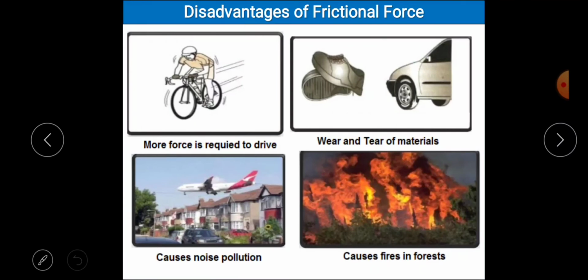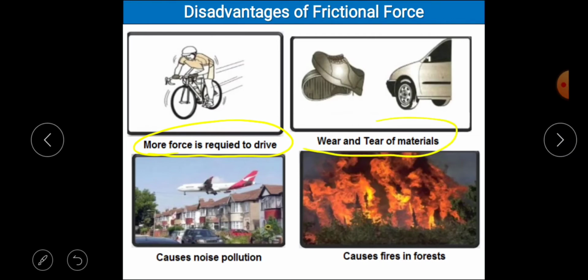Some of the disadvantages of frictional force are also there. More force is required to drive. The more rough the surface, the more frictional force there will be, and to overcome that frictional force, we have to apply more force to drive on that surface, especially when we are cycling.